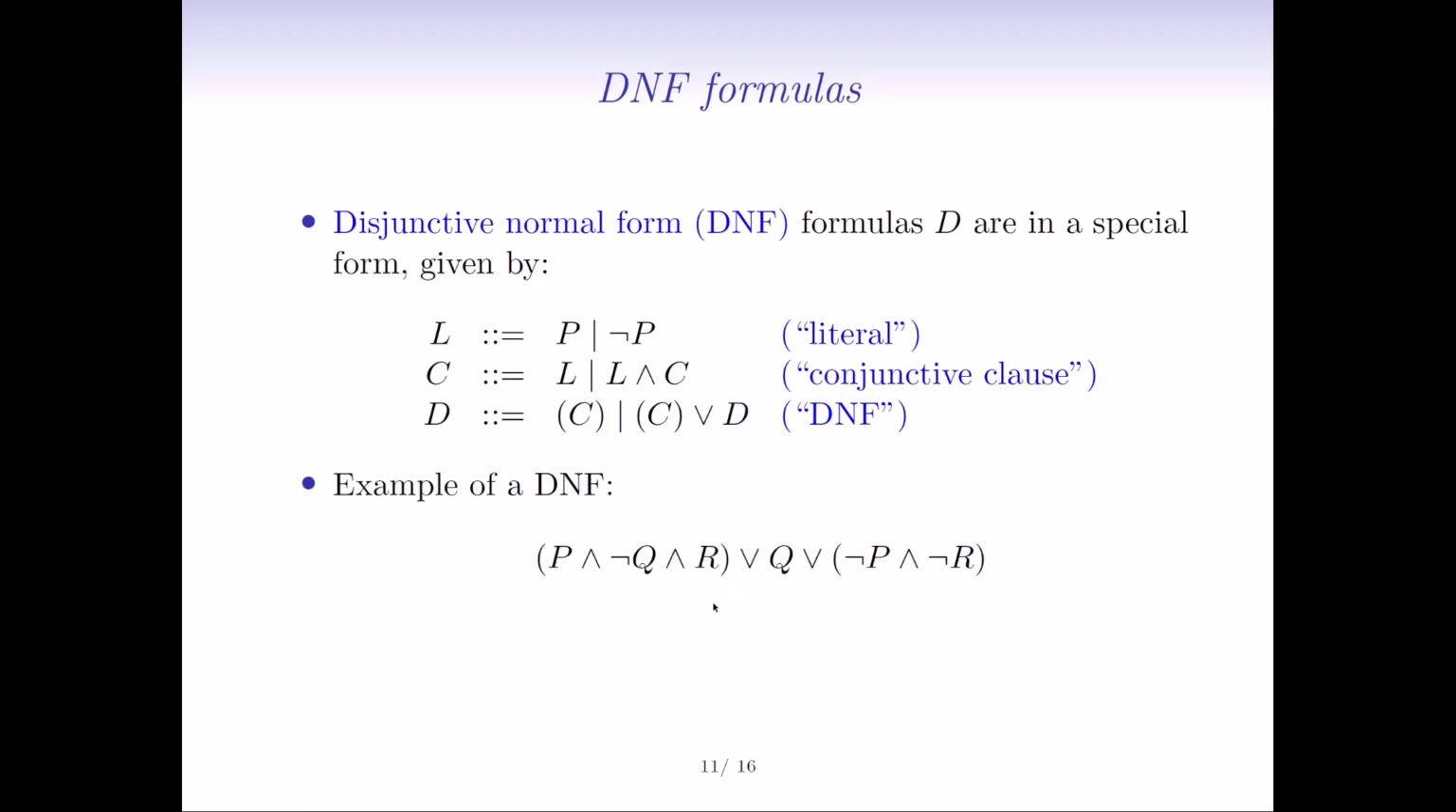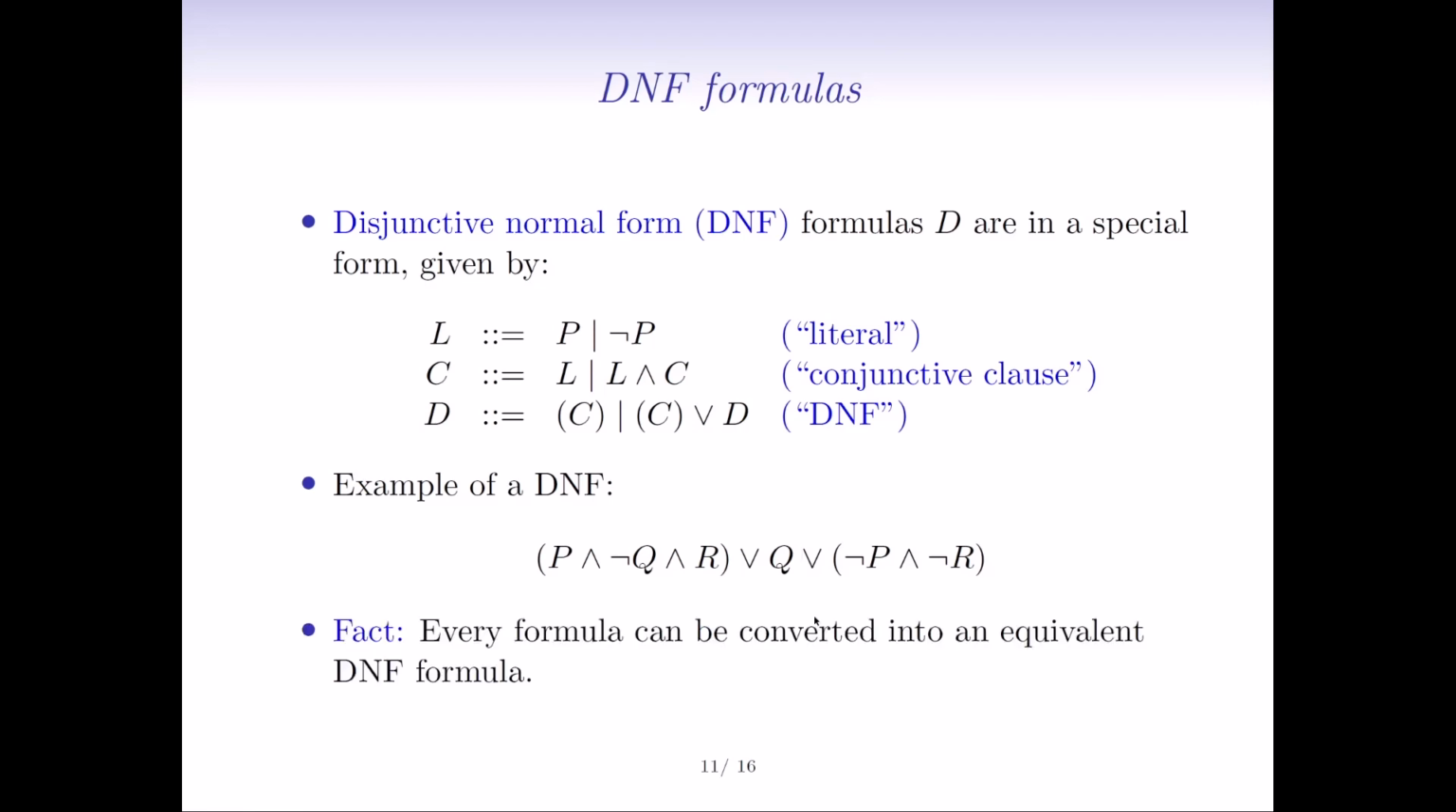So let's see an example. This formula here is a DNF formula that has three conjunctive clauses. The first conjunctive clause is a conjunction of three literals, P, not Q, and R. The second conjunctive clause is a single literal by itself, Q, which, strictly speaking, according to the grammar above, I should have placed in brackets, but it's still unambiguous if I don't, so there's no harm in dropping the brackets. And the third conjunctive clause has two literals in it, not P and not R.